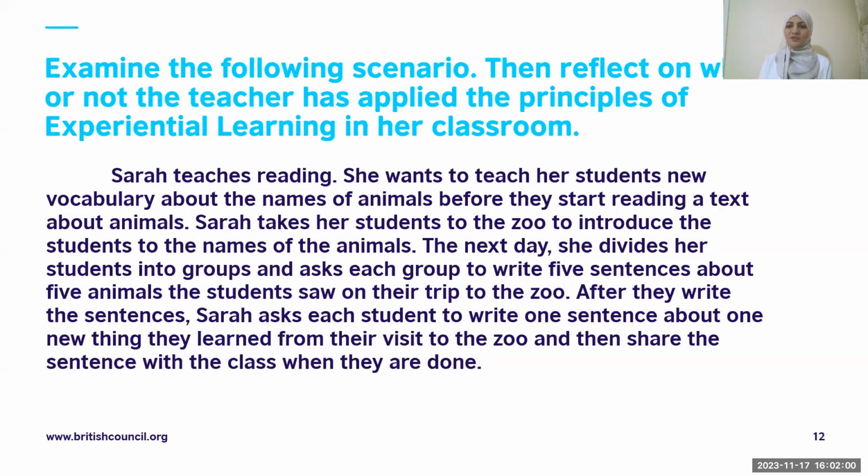So now they wrote the 5 sentences. After they write the sentences, Sarah asks each student to write 1 sentence about one new thing they learned from their visit to the zoo. So why did she ask now each of the students, not in a group? What do you think? How does that help? Any ideas? Okay, excellent. That's a form of assessment. Assessment of what?